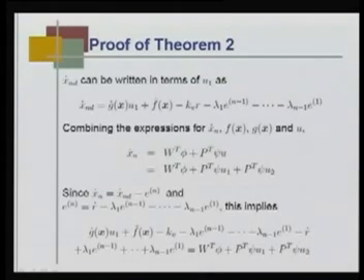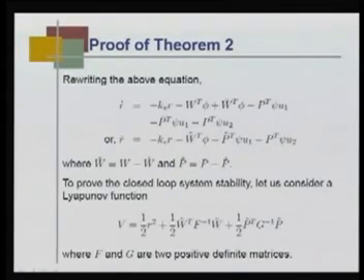This implies that from here you get this particular expression. And further simplifying and rewriting the above equation, you get r dot is this particular expression minus k_v r minus w tilde transpose phi minus p tilde transpose psi u 1 minus p transpose psi u 2, where w tilde is w minus w hat, and p tilde is p minus p hat, the way we did last time.